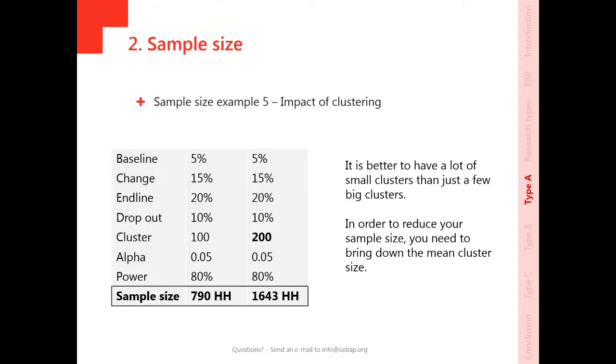As you can see, instead of having a mean village size of 100 households, if it increases to 200 households, then you will need twice as many households included in your study. So it's better to have a lot of small clusters than just a few big clusters. This is a value that you can play with in order to reduce your sample size.